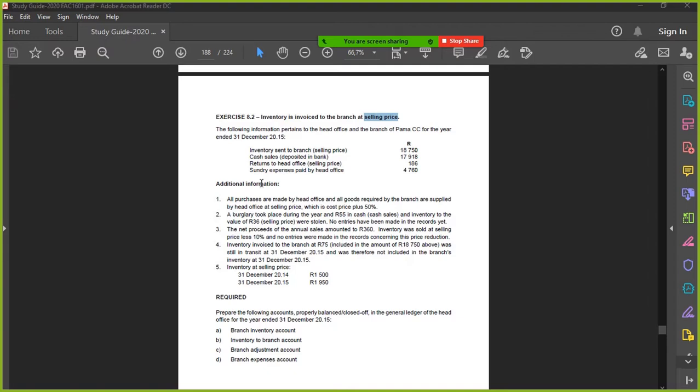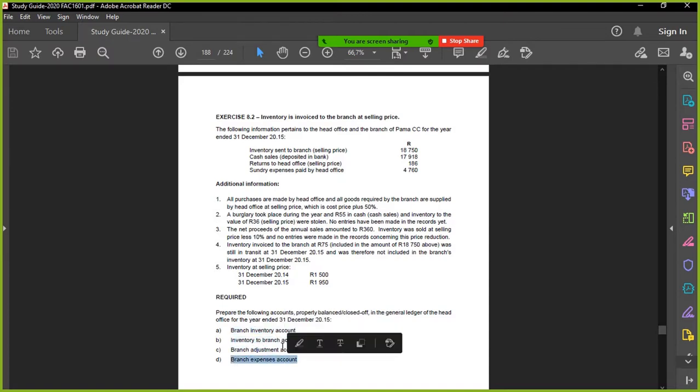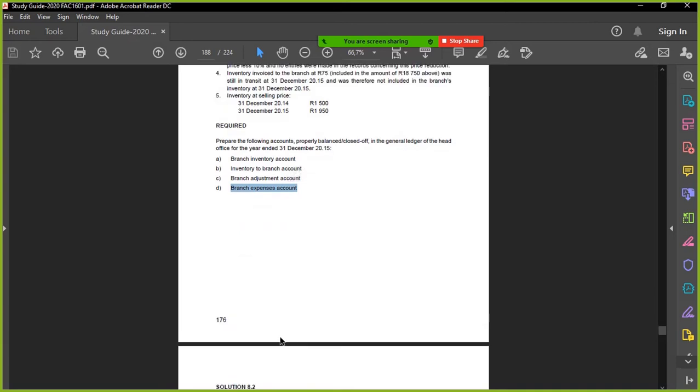Perfect. Another example, exercise 8.2. What does this one say? This one says inventory is invoiced to the branch at selling price. Okay, that's important. That we definitely need to consider. What do you have to draw up? Branch inventory, inventory to branch adjustment, and branch expenses. Was that it? Yes, that's it.